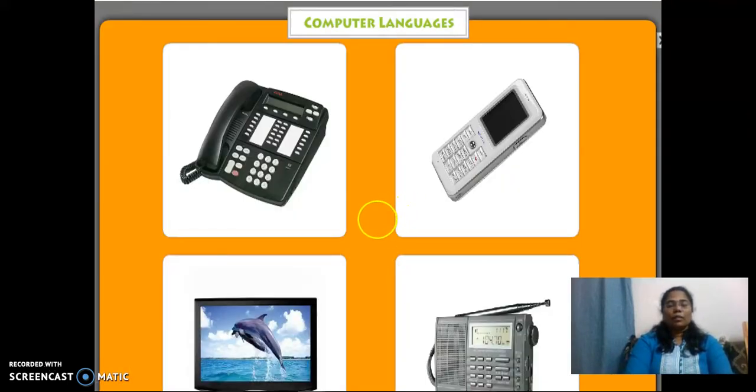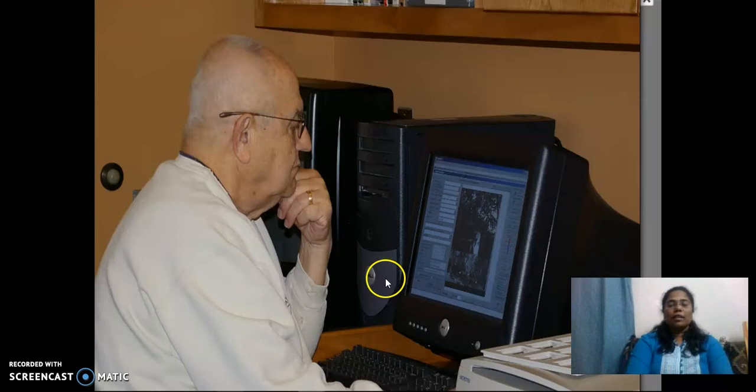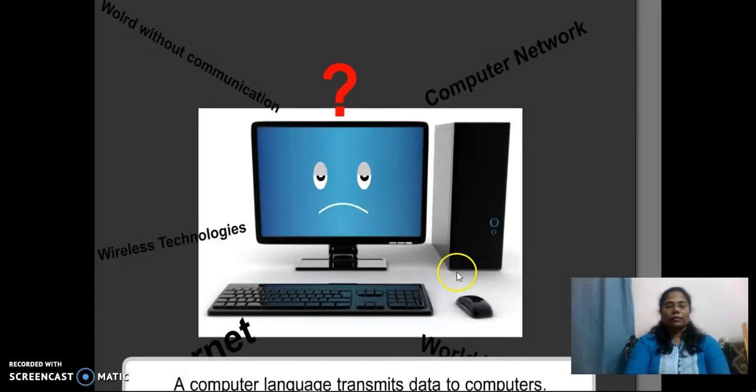And there are some computer languages used for faxes and for chatting, like messages; for everything, it is being used. Next, here you can see, as I told you again, it is an indirect communication. Now take this problem.